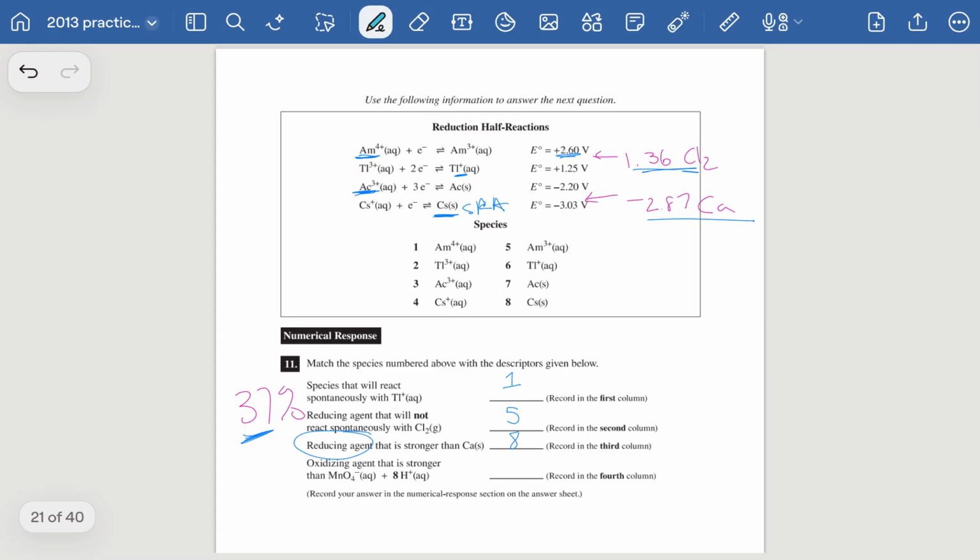So reducing agent, strongest, bottom left, right? Weakest goes up. Then the last one, an oxidizing agent that is stronger than what we see here. Our strongest one is the top one, and that is number 1. And you just want to double check the voltage of that half reaction, but we would be able to confirm that as well.